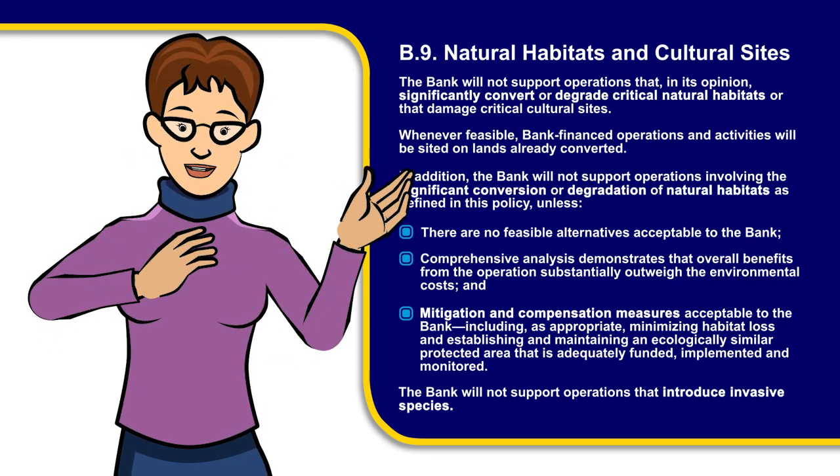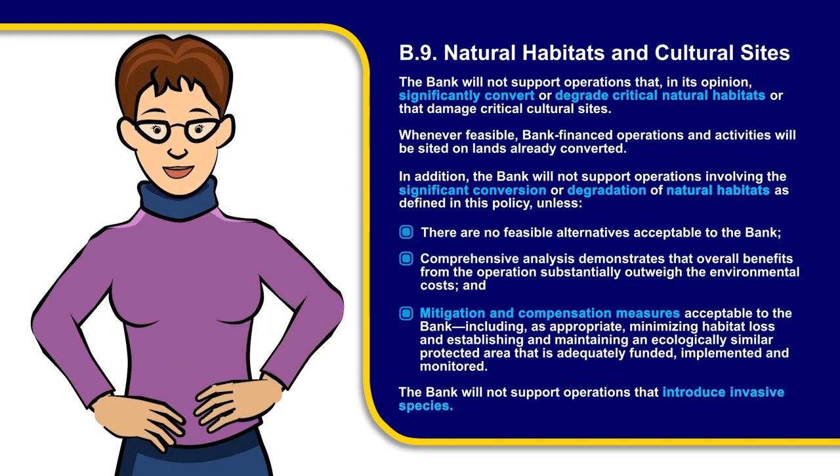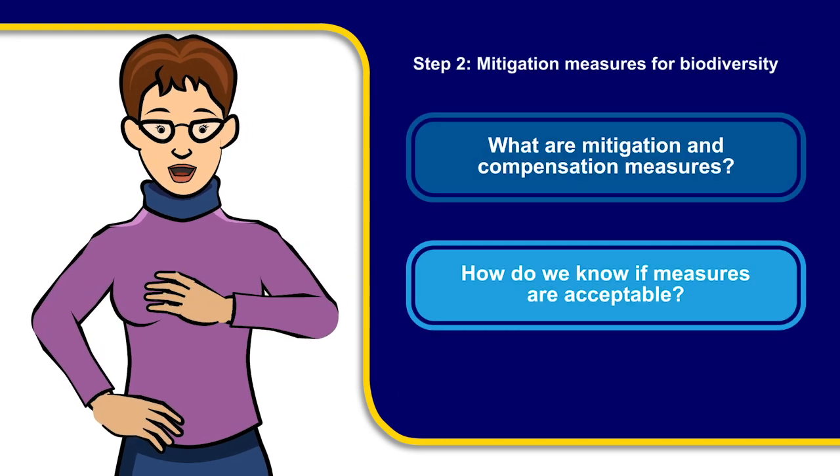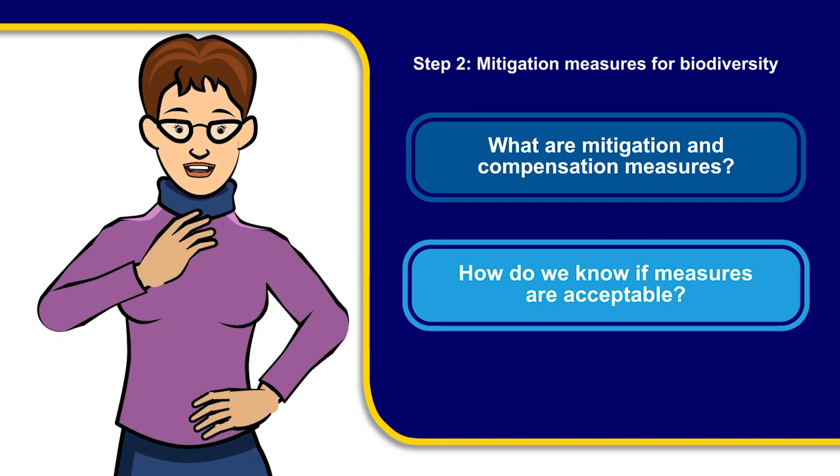The first read of it can be confusing, but there are a few words that are key for understanding the policy, and these are the words we will focus on in these short videos. In this video, we will ask, what are mitigation and compensation measures, and how do we know if they are acceptable according to B9?